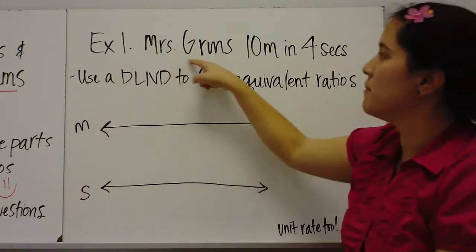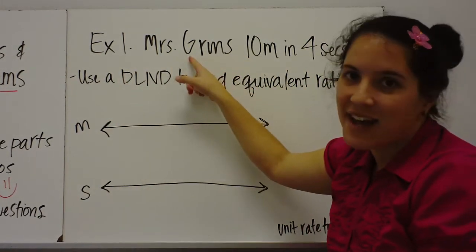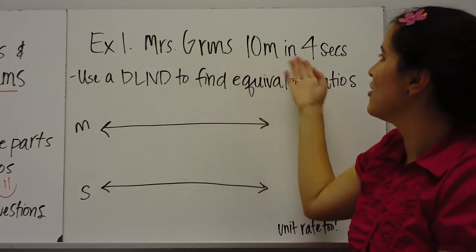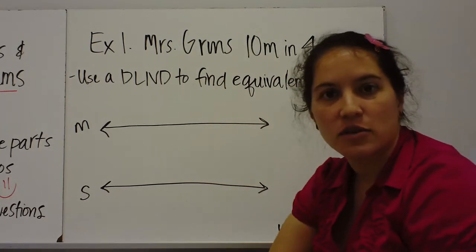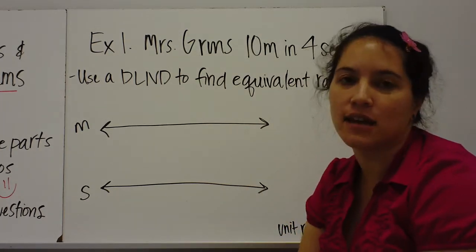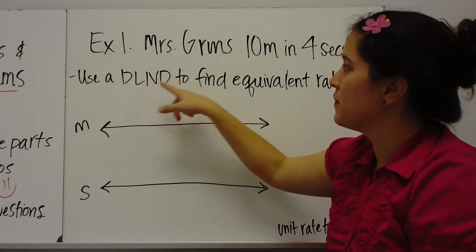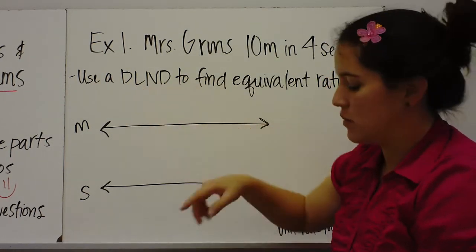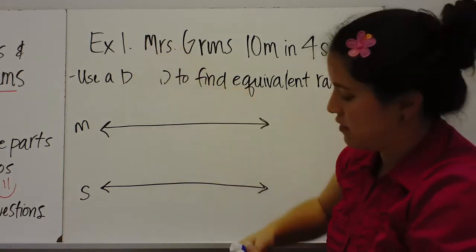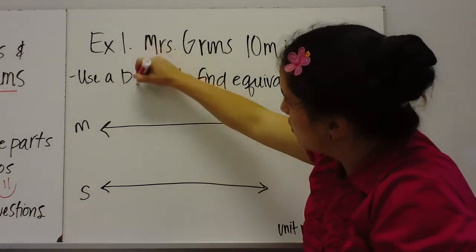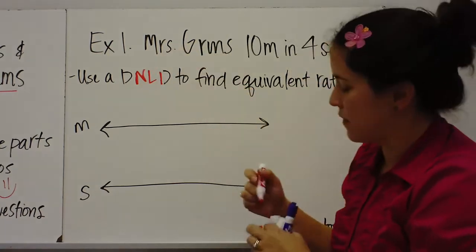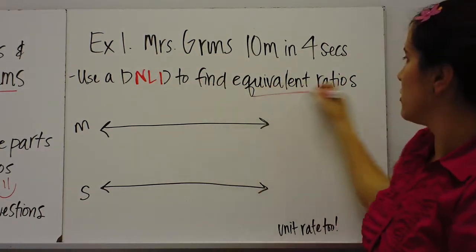All right, so example 1. Miss George runs 10 meters in 4 seconds. So Miss George went running, and she ran 10 meters in 4 seconds. So we're going to use a double number line diagram to find equivalent ratios.